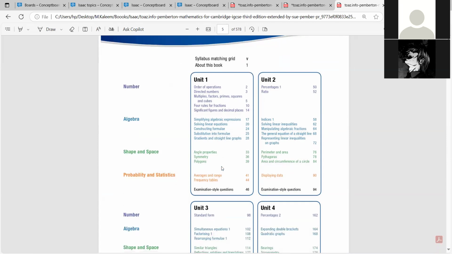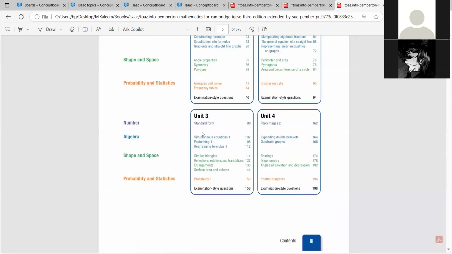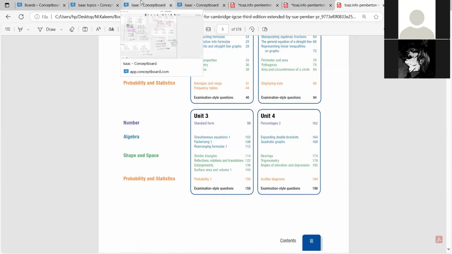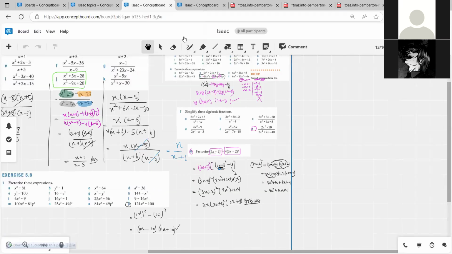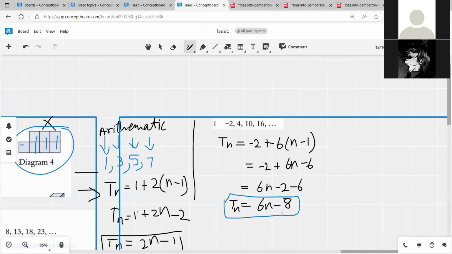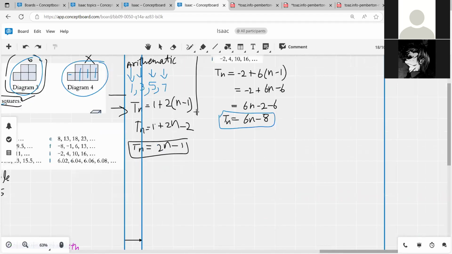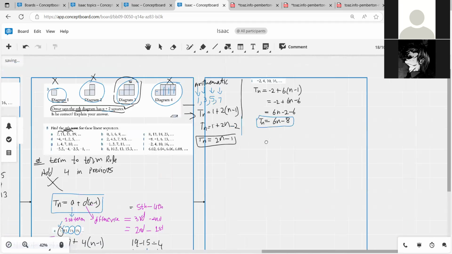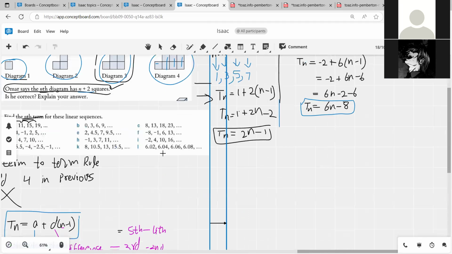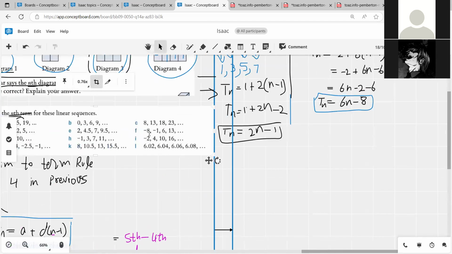So it's going to be Tn equals 6n minus 8. Yeah, it is. Okay, now you can practice the last part and then we will move on.